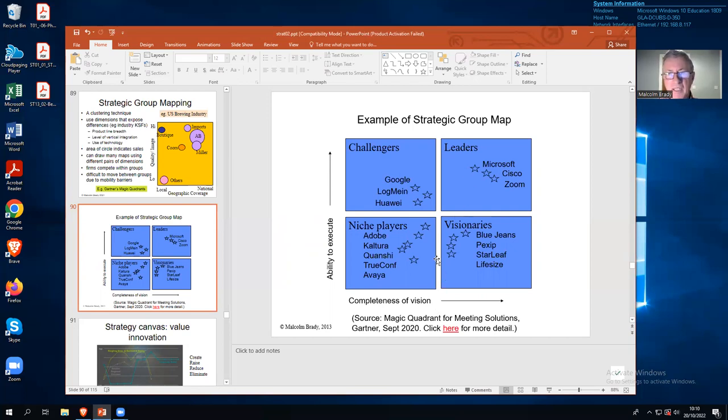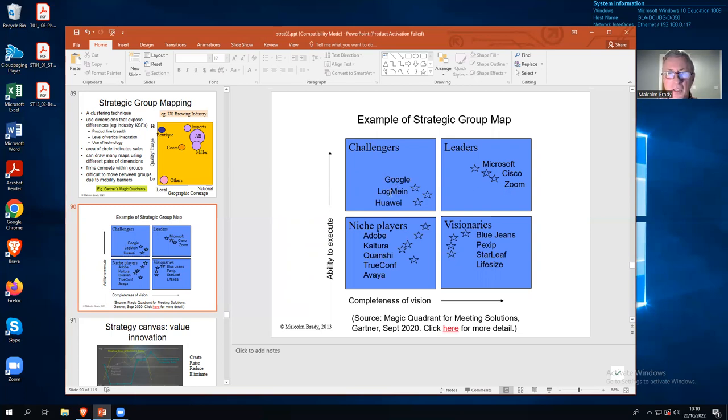And you can see here, they entitle this quadrant the leader quadrant. So these are firms that are high in level of completeness of solution and high in terms of ability to execute, okay? And hence the leadership positions. And in this case, it's Microsoft, Cisco, and Zoom. If you're listening to this, you're benefiting from Zoom at the moment in terms of the recording.